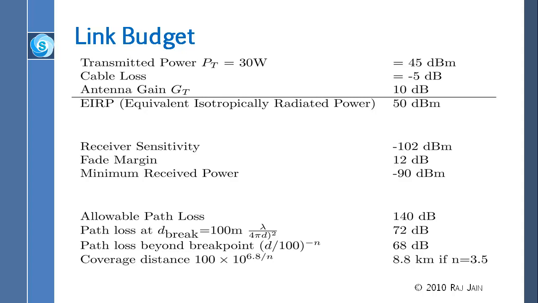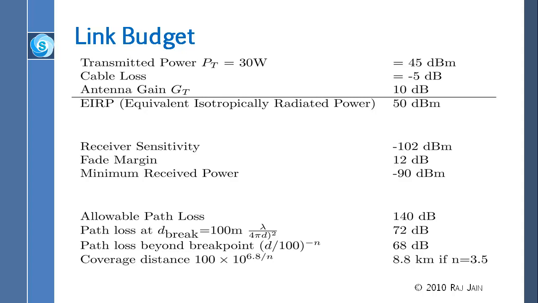You take log base 10 of 30,000, so 10,000 come out, so 4 comes out right away, so that is 4 plus 0.5. So 4.5 and then multiply by 10. So you get 45. That's how you get 45. 30 watts is 45 dBm. Then the cable loss is 5 dB.